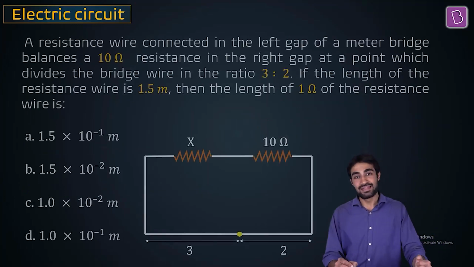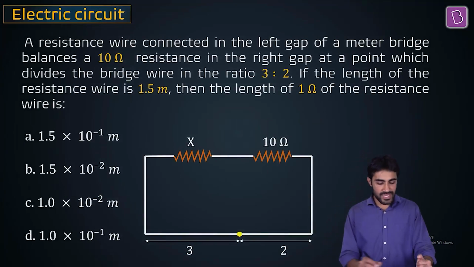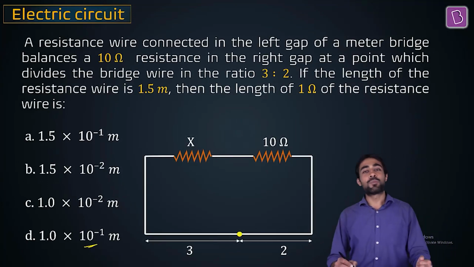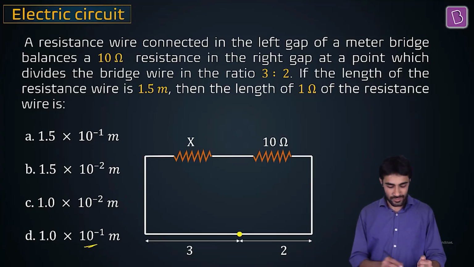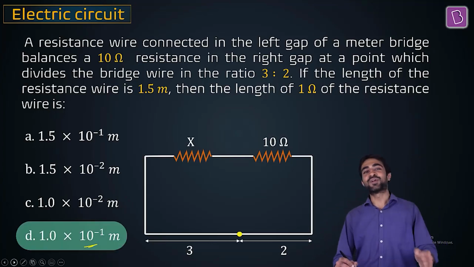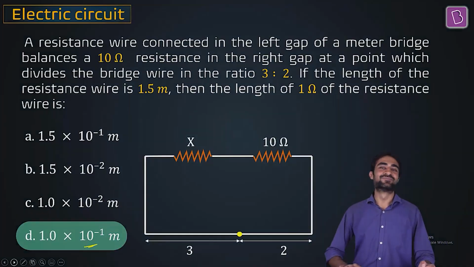1/10 meter. Let's look at the options. We can see in option D, we have 1 into 10 raised to power minus 1. So that looks like the answer. So option D is the right answer for our question.